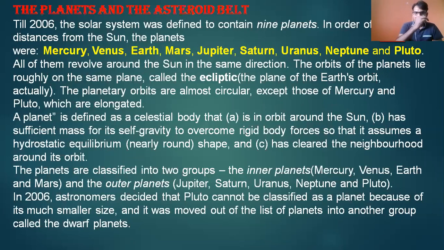So now we are coming to the planets. As I told you, the sun is at the center, and the rest of the planets surround it, rotating and revolving around the sun. They rotate on their own axis and revolve in their orbits around the sun.